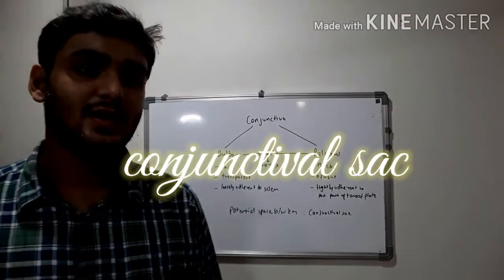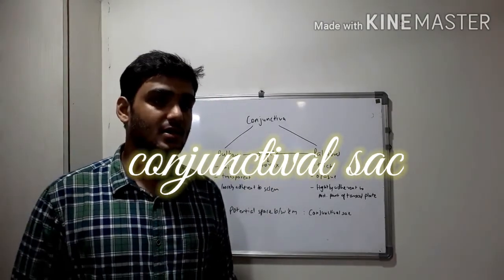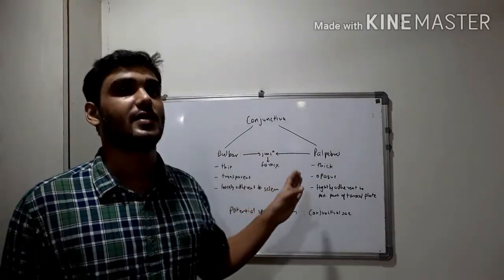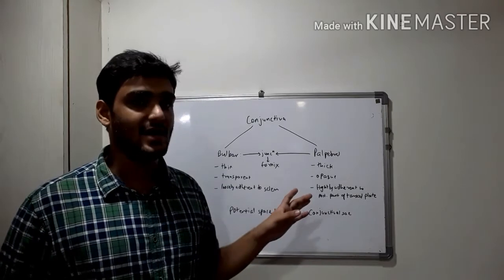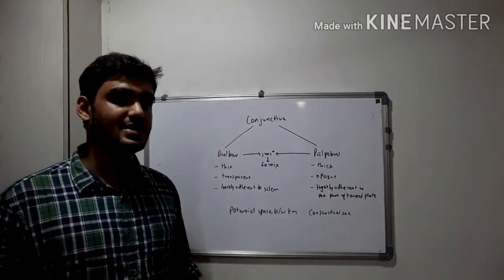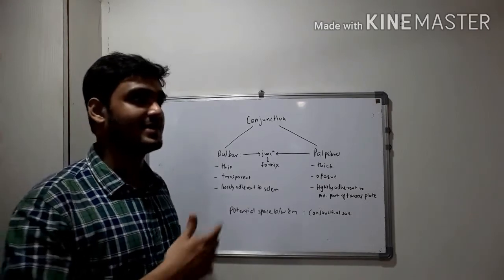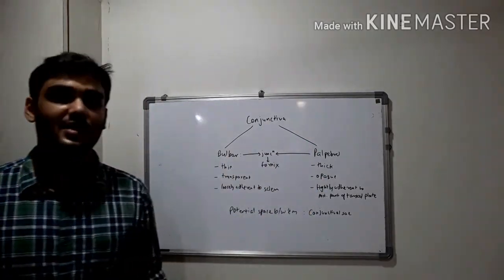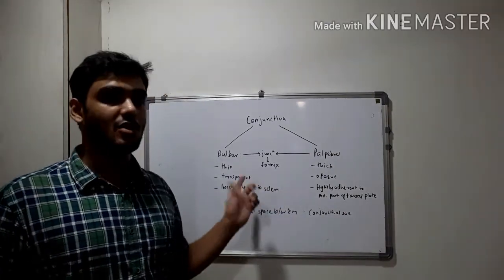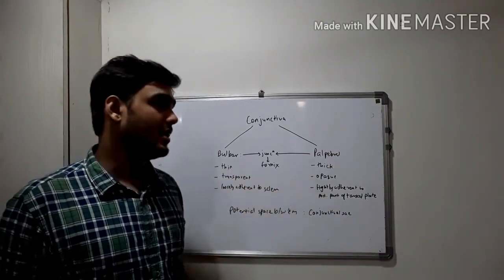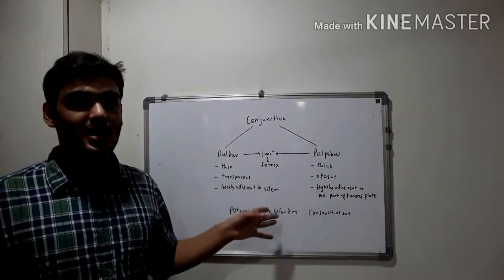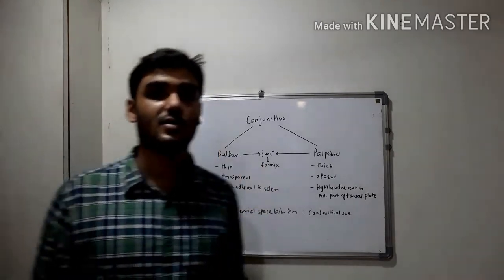Now we shall talk about the conjunctival sac, and firstly about the conjunctiva. So the conjunctiva is of two types, bulbar and palpebral conjunctiva. The bulbar conjunctiva is the one adherent to the eyeball, and the palpebral is the one adherent to the eyelid. And these have exactly contrasting characteristics. The bulbar conjunctiva is thin, while the palpebral conjunctiva is thick. Bulbar is transparent, while the latter is opaque, and bulbar is loosely adherent to the sclera, while the latter is tightly adherent to the posterior surface of the tarsal plate.